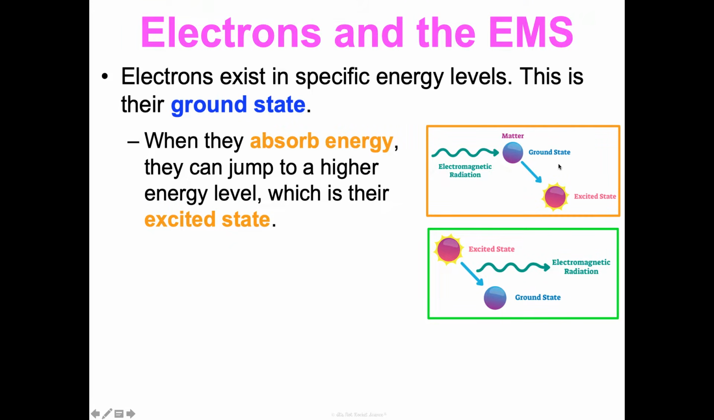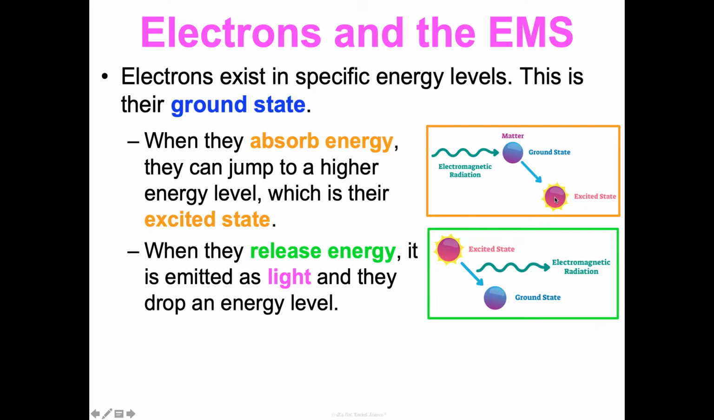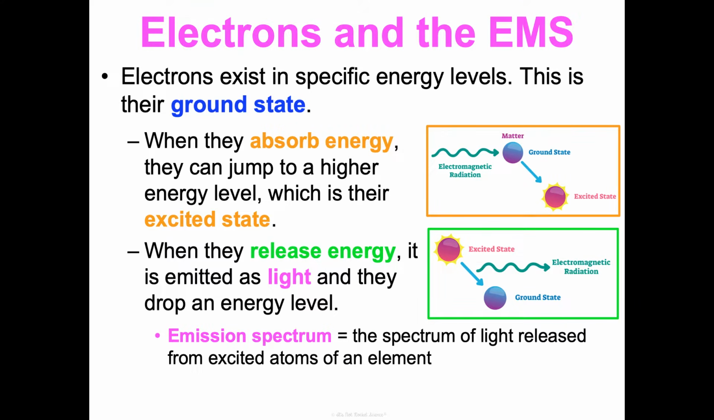If it absorbs some electromagnetic radiation, some light energy, it can get excited and go from its ground state to its excited state and jump to a higher energy level. But now, when it's in that excited state, it will not necessarily retain that energy forever. When it releases that excess energy, it goes back to its ground state, it drops backwards. That excess energy that's released is emitted as light. So we can see a color there.